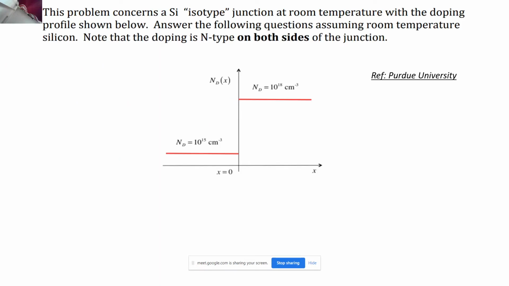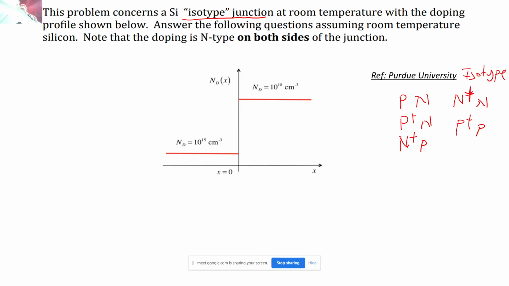Now this is a little bit of a tricky question. This problem concerns a Si isotype junction. What is this isotype junction? You guys have heard about PN junction, P plus N junction, N plus P junction. But what if I create a junction which is N plus N or P plus P? These are called isotype junctions. This N plus is not so heavy that it looks like a metal. It is not a metal semiconductor junction. It is a contact of two N-type doped or two P-type doped semiconductors having different concentration. This is what we call an isotype junction.